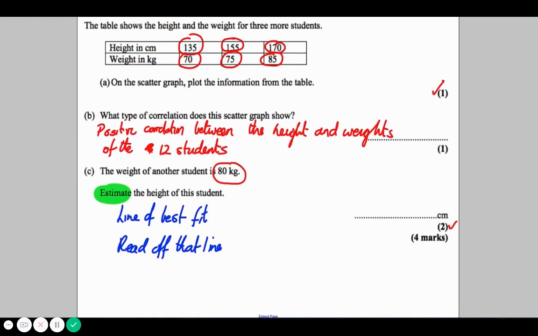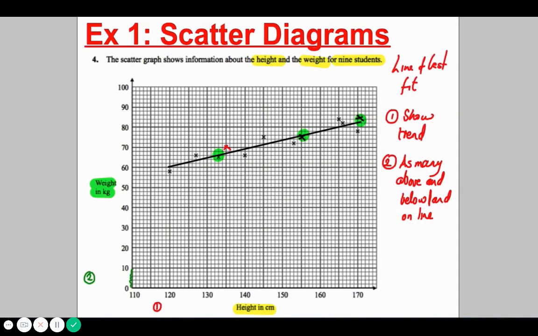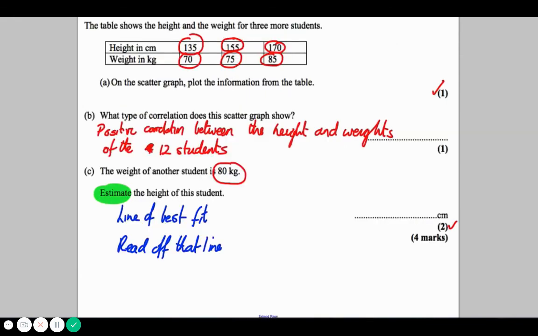So 80 kilograms. You want to go to 80 kilograms, and you must draw these lines. Find 80 kilograms. You're not allowed to just read off it without drawing a line. 80 kilograms there, and that marks it just about here. And you read down here, and it's about 164 centimeters. So you would write down 164 centimeters is your approximate height.